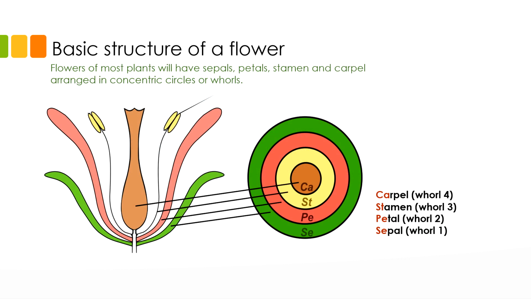Before we continue with the genetic regulation of different floral parts, let's review the basic structure and parts of a flower. Flowers of most plants will have sepals, petals, the stamen, and the carpel arranged in concentric circles or whorls as depicted in this drawing. Imagine looking at this flower from a top view. This is how the different parts of the flower will be arranged. The middle whorl will be the carpel, which is depicted in brown. Following the carpel, in yellow, is the stamen. After the stamen, you have the petals in pink, and finally, you have the sepals in green.